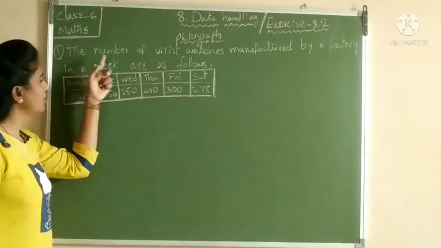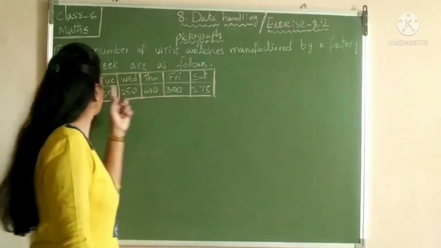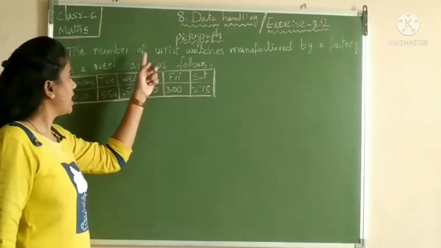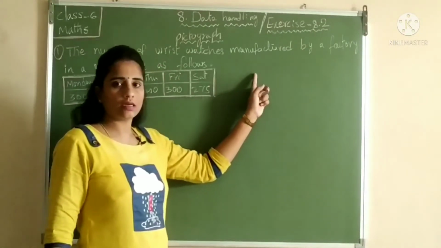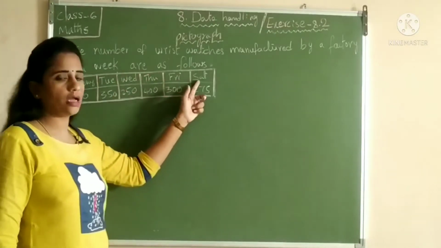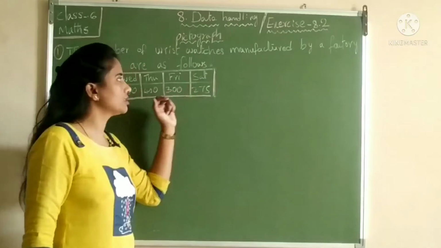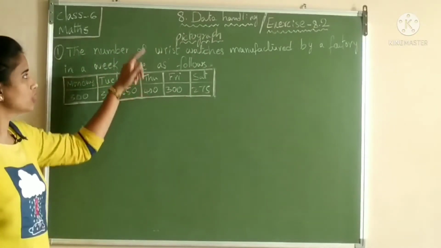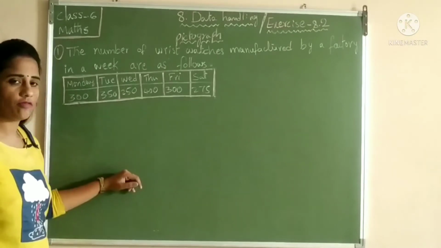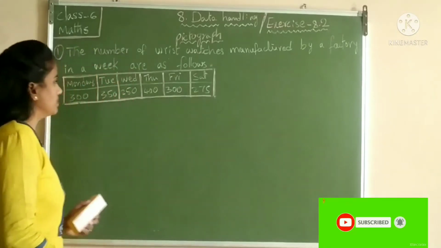The number of wristwatches manufactured by a factory in a week are as follows. A factory manufactured watches in a week, six days, Monday to Saturday. How many watches were manufactured by the factory? They are asking to show it in a pictograph. How to show the given data in a pictograph? Okay, let us see the sum.